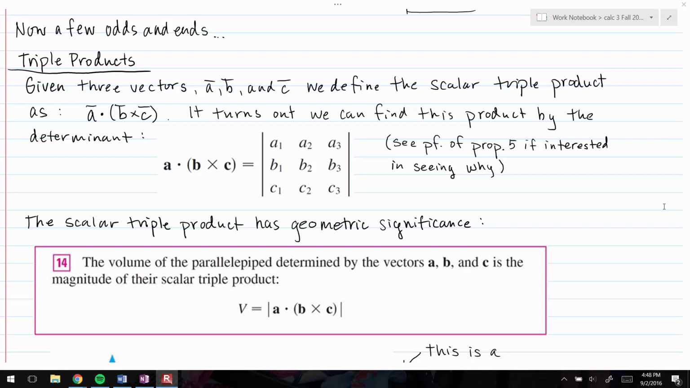So we're in section 12.4, which is cross products. And we're just going to finish up the notes here. A few odds and ends to handle. We have the triple product. So what is the triple product?